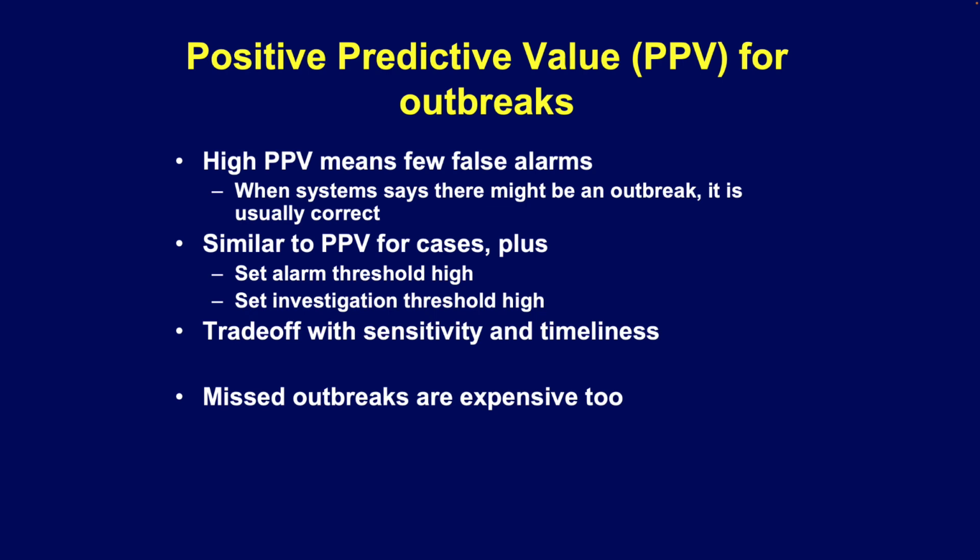Like with sensitivity and specificity, you can also think about the attribute of positive predictive value as applying to outbreaks as opposed to individual cases. So the surveillance system may or may not have good positive predictive value for individual cases, but it could still have good positive predictive value for outbreaks. So if a surveillance system has a high positive predictive value for outbreaks, it means that when your system says there might be an outbreak going on, it's usually not a false alarm.